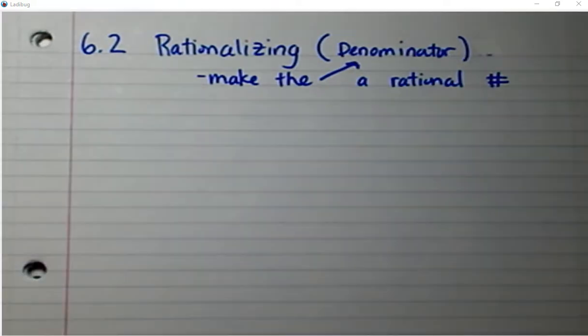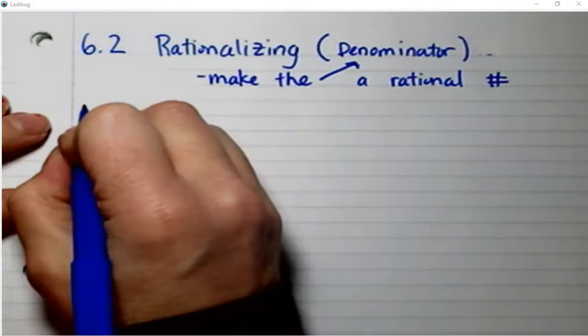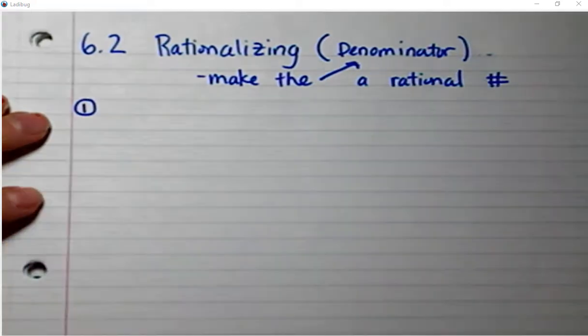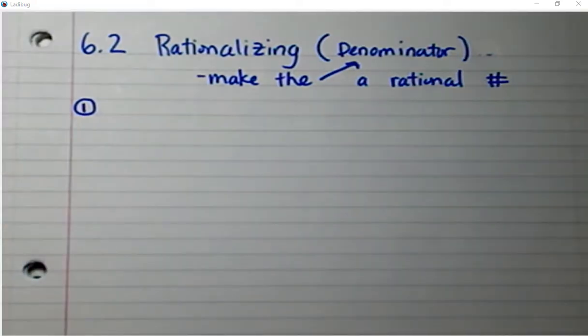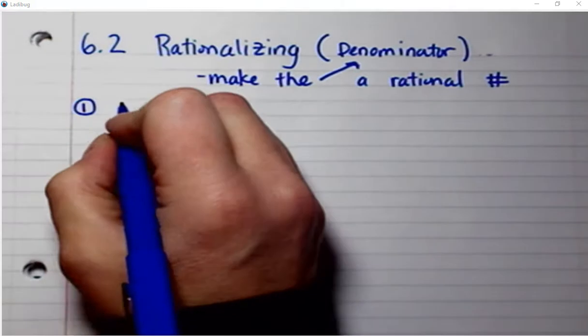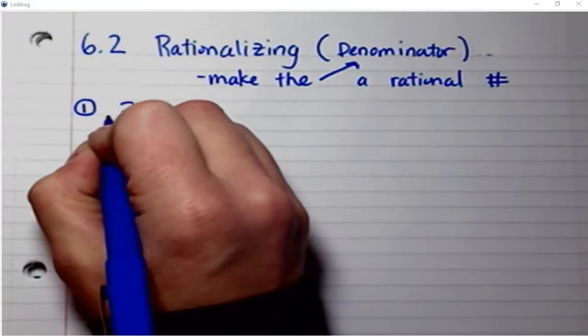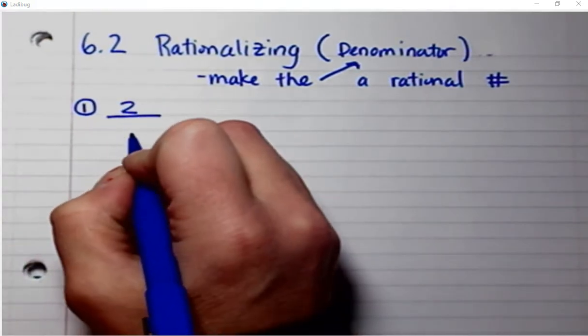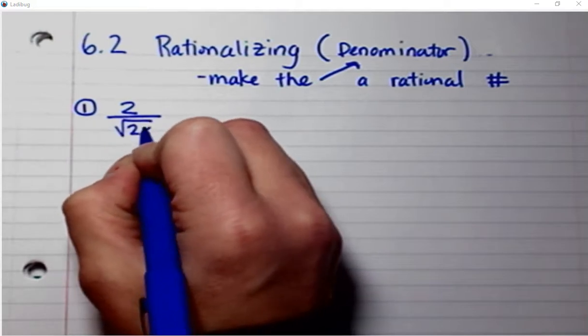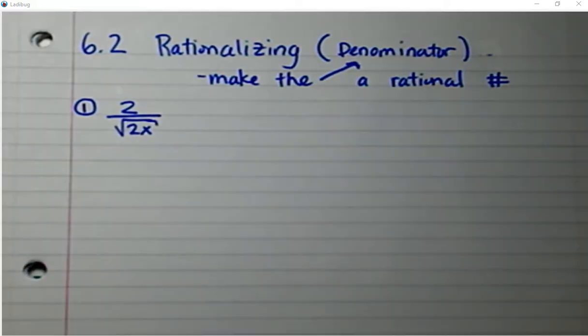All right, so here we go. We're just going to do some examples here, and then I will formalize it afterwards so that you can see how it works before we put it in an abstract term. So if I have 2 over root 2x, now that is a square root. I need to multiply by something so that I can get this radical out of the denominator.